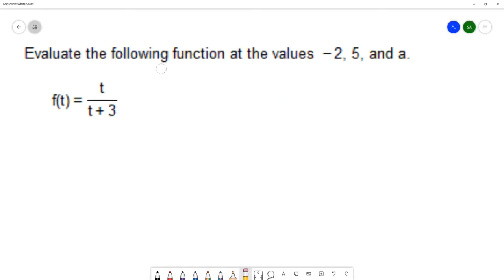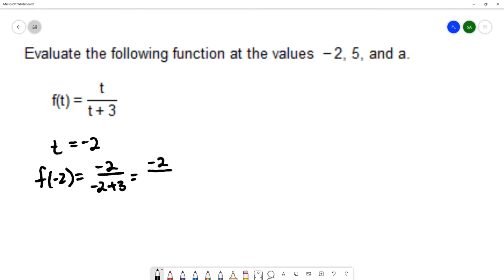Evaluate the following function at the values -2, 5, and a. So to evaluate the function means that we're going to replace t with that value. So we want to replace t with -2. F of -2, every value of t gets changed to -2, so that's -2 over -2 plus 3.